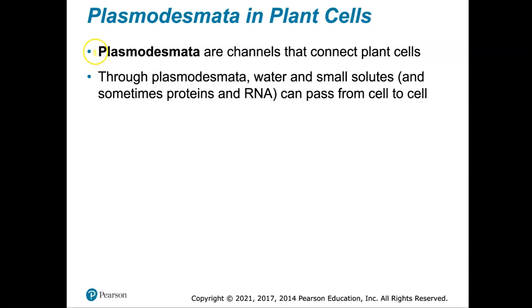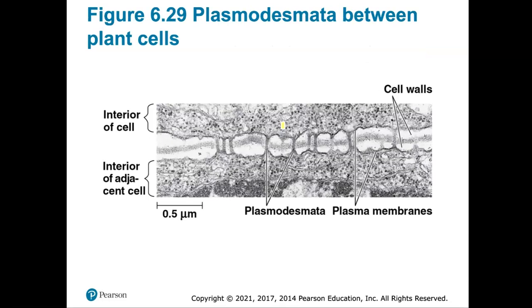Plasmodesmata is a special channel that runs through plant cells so that materials can move from one cell to the other through the cell wall. So plasmodesmata are only in plant cells. They connect the cells, but they also allow water and small solutes to pass from one cell to the next.